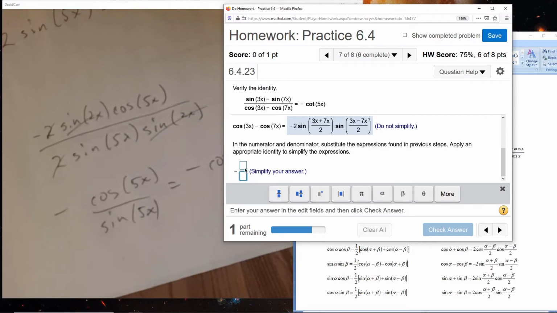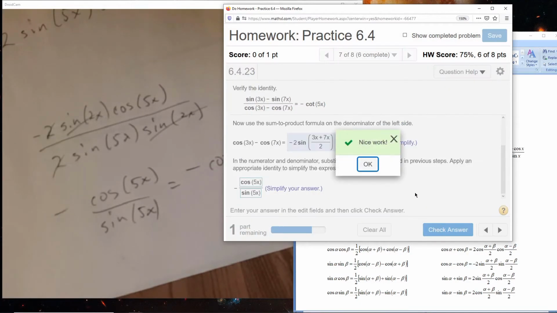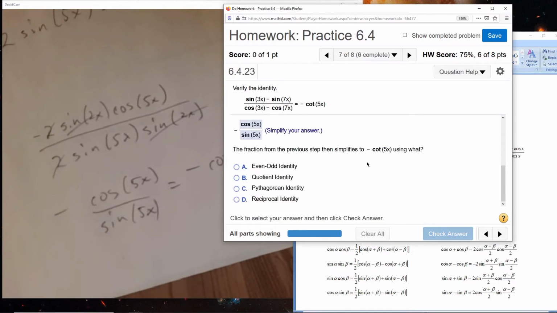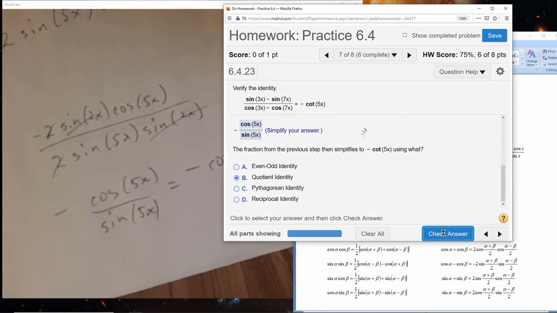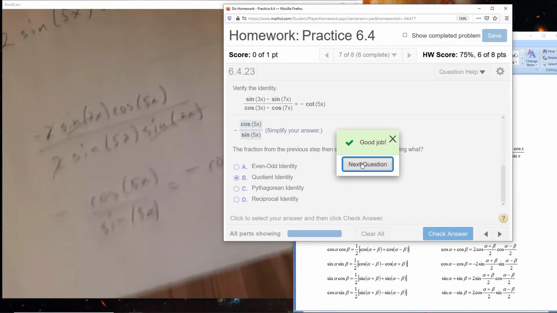Oh no. There's a numerator and denominator here. Uh-oh, I might have gone too far again. I think actually that might be what they want. It is. All right. And then cosine over sine, that's a quotient identity. And the last one.